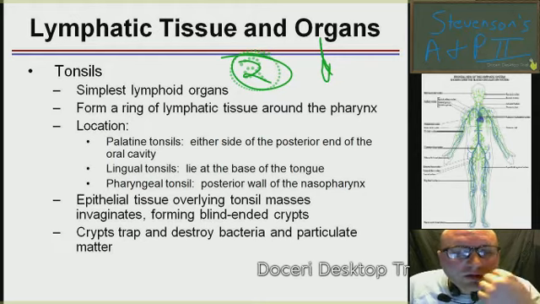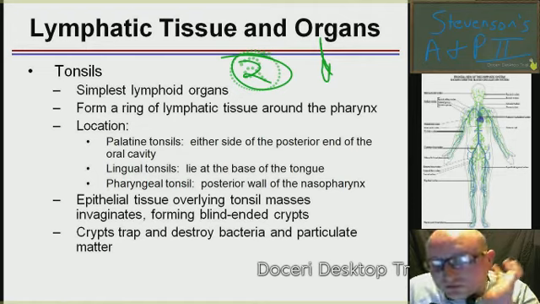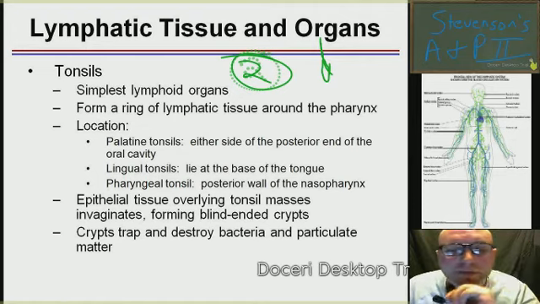Okay, the pharyngeal tonsils are found on the posterior wall of the nasopharynx. Remember the nasopharynx, where your throat connects to your nasal passage. So they're found just a little bit higher in the back of your throat.